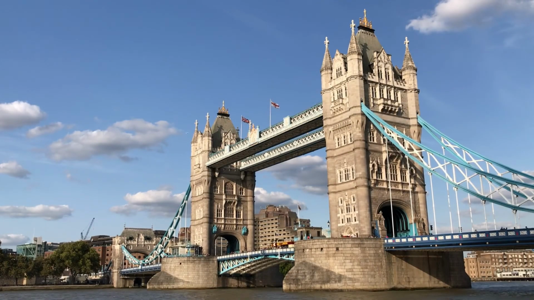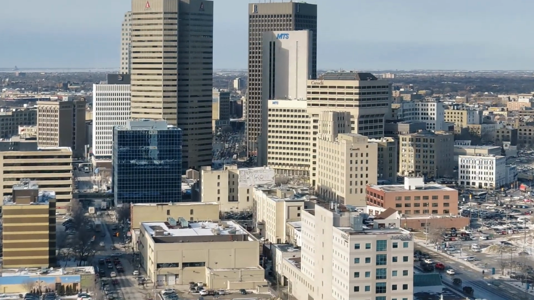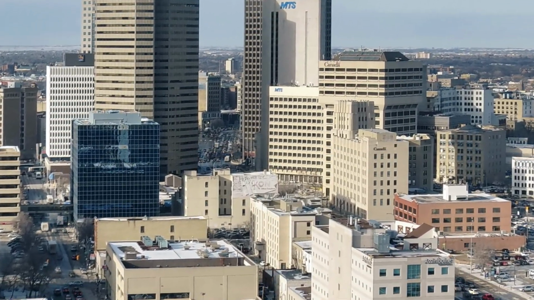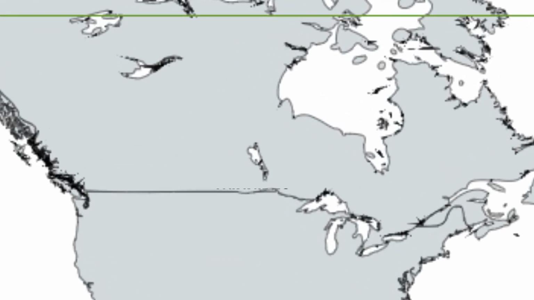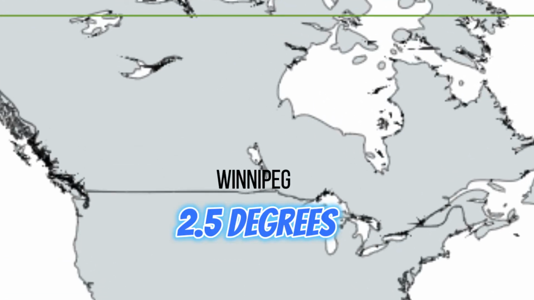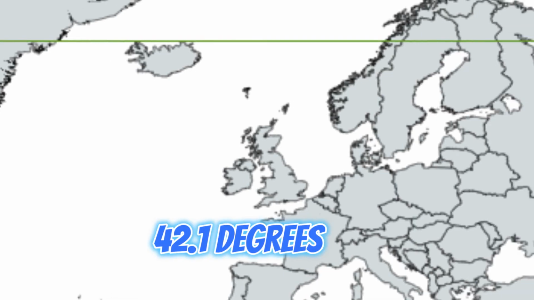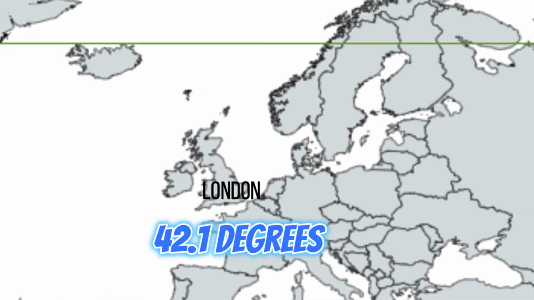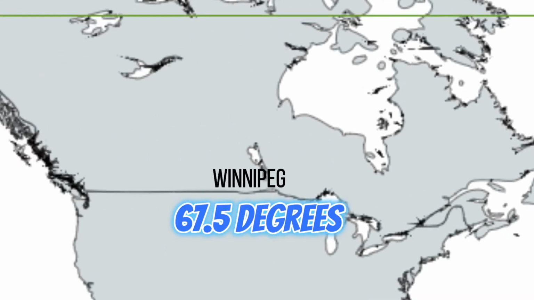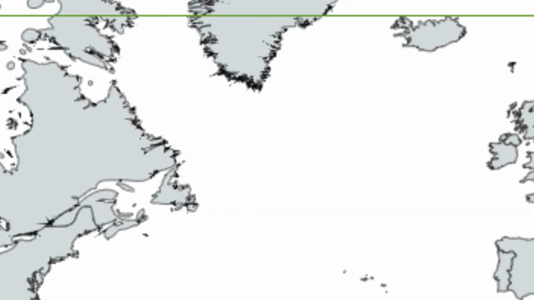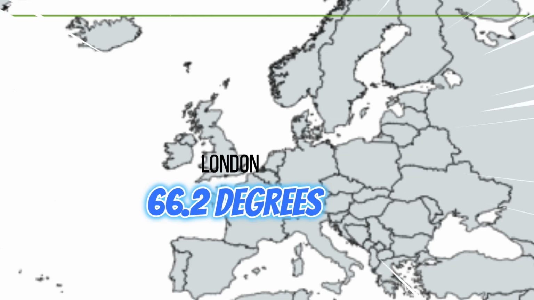Before, we compared the sun angles and daylight hours of London, England, and Winnipeg, Canada, two cities of comparable latitudes at 50 degrees north. But the climatic conditions between the two cities are very different. Continental Winnipeg's January median temperature is 2.5 degrees, and oceanic London's median temperature is 42.1 degrees, 40 degrees warmer. In July, Winnipeg's median temperature is 67.5 degrees, while London is 66.2 degrees, a degree cooler.